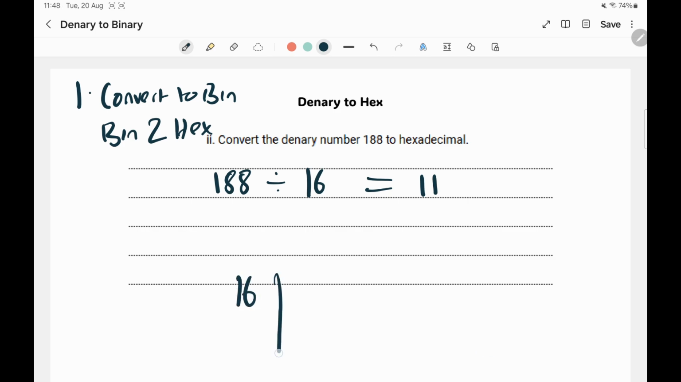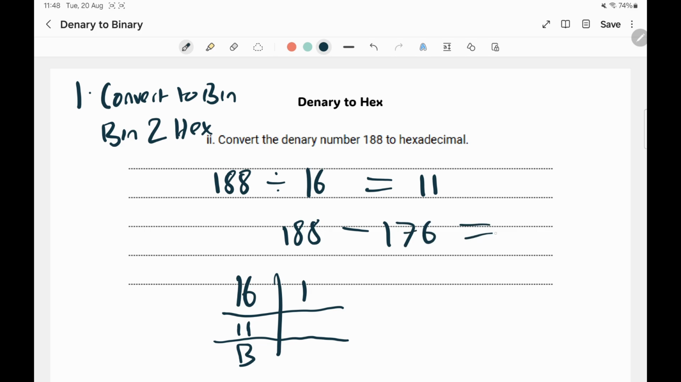So if we've got our 16s and our 1s column, we've got 11, which would be B. Now 16 times 11 is 176. So if we do 188 take away 176, we're going to be left over 12. So 188 take away 176 equals 12, which is C. So our final answer would be B, C. So that's the other way of doing it.